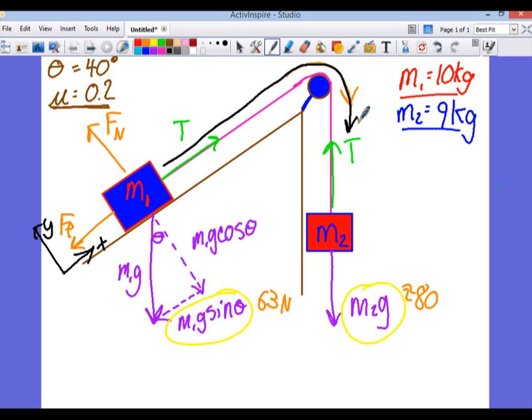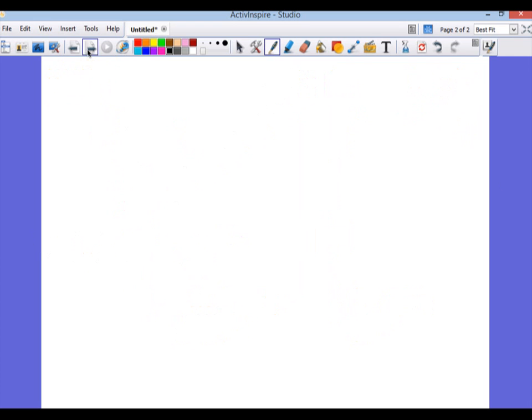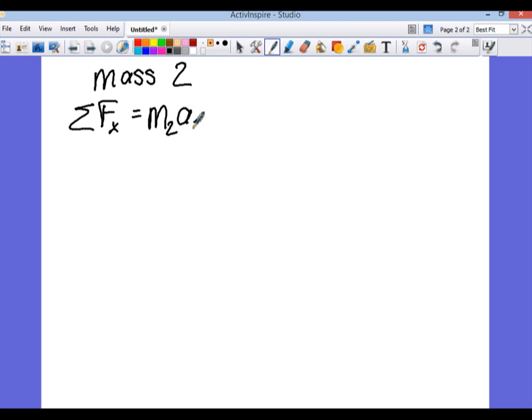So now we're going to do our sum of the forces. Let's do mass 2 first, because there aren't a lot of forces acting on it. So I'm going to title it mass 2 up here, so we know what we're talking about. Sum of forces in the x direction on M2: M2AX. Here, A is our acceleration in the direction of motion.